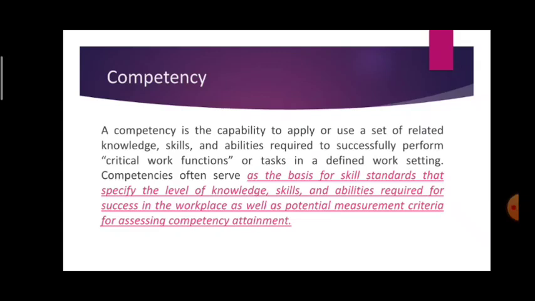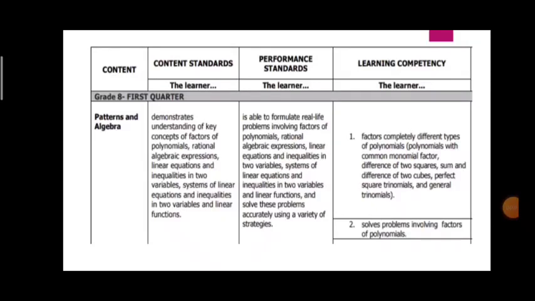So to picture out the whole topic, we have here the example of the curriculum guide para mas ma-picture out natin what are content standards, performance standards, and learning competency. So first we have the content, which is the patterns and algebra, followed by content standards, followed by performance standards, and performance standards followed by learning competency. So the learning competency under patterns and algebra are the learner factors completely different types of polynomials, polynomials with common monomial factors, difference of two squares, sum of difference of two cubes, perfect square trinomials, and general trinomials. Second, the learner solves problems involving factors of polynomials. Dito napapasok yung learning objectives and learning targets.